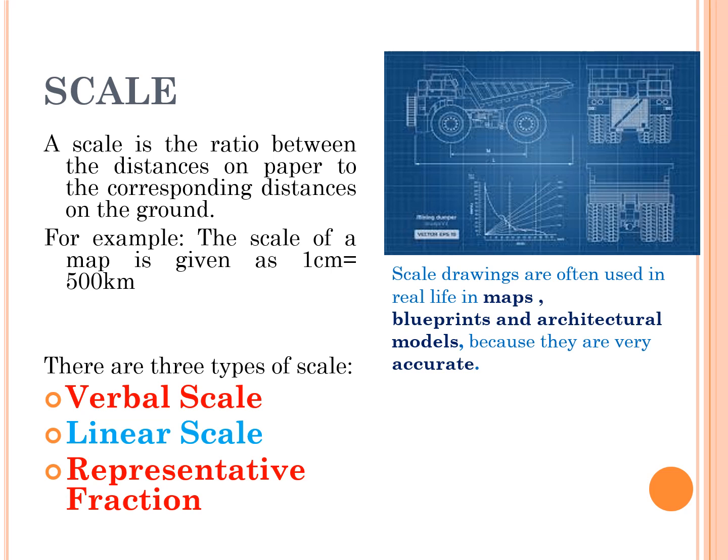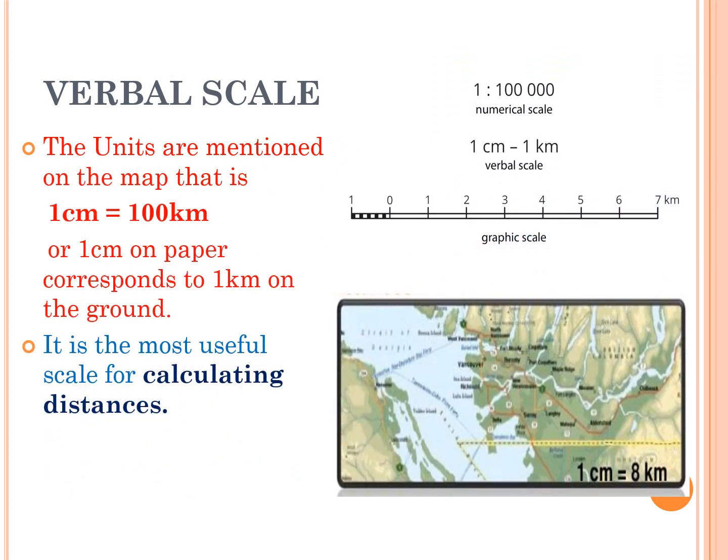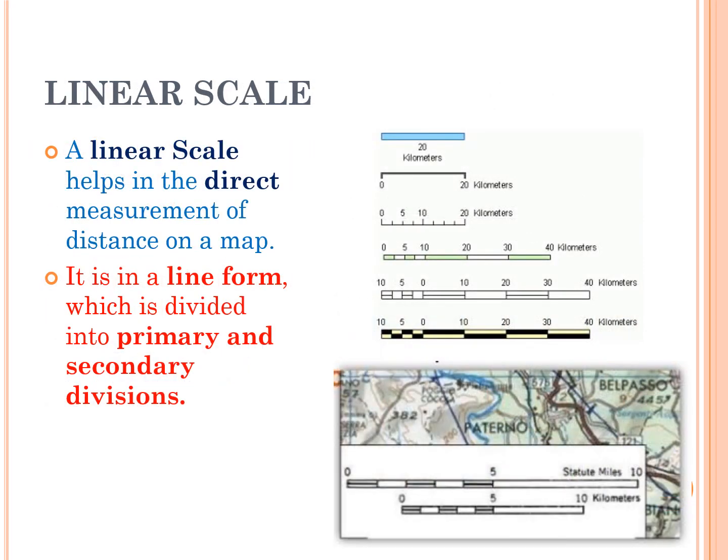To represent scales in different ways, there are three types, namely verbal scale, linear scale, and representative fraction. In verbal scale, the units are mentioned on the map. It is very easy to interpret such a scale. A linear scale helps in the direct measurement of distance on a map. It is in a line form, which is divided into primary and secondary divisions.